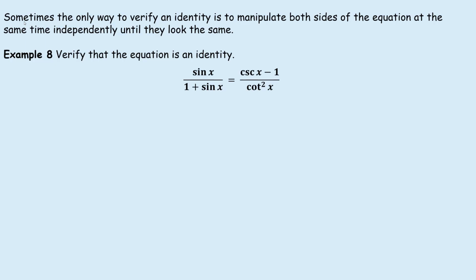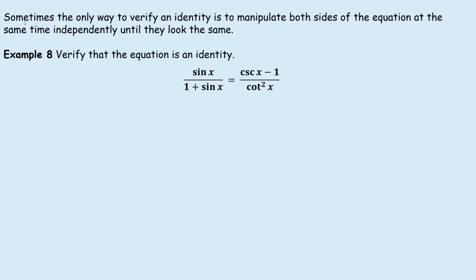All right, so sometimes the only way to verify an identity is to manipulate both sides of the equation at the same time, but kind of independently of each other, trying to make them look the same. So you don't just start with the left side and work toward the right side. You work with both sides at the same time, trying to make them look like something that is the same. So the first thing I would notice with this one is that you've got a cotangent squared x on the right, and you don't have anything squared on the left.